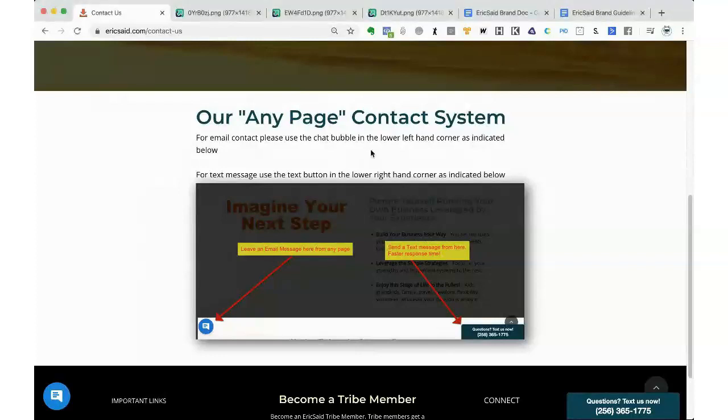So that's the contact page. Does that make sense to everybody? You may have a physical location, you might have an address, you might have other reasons to do that.